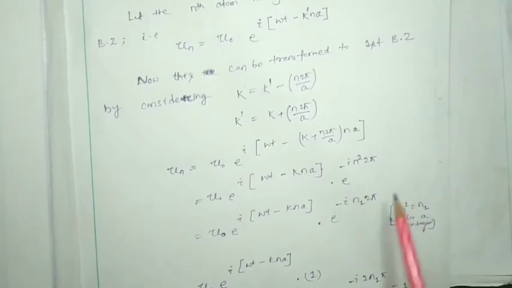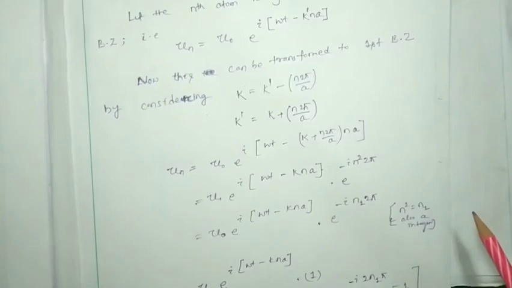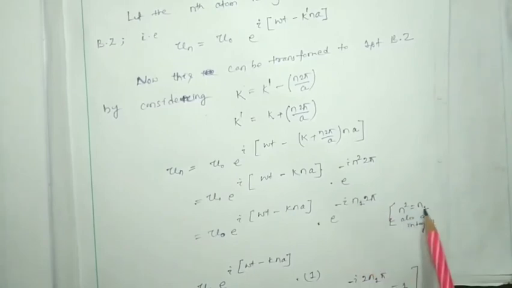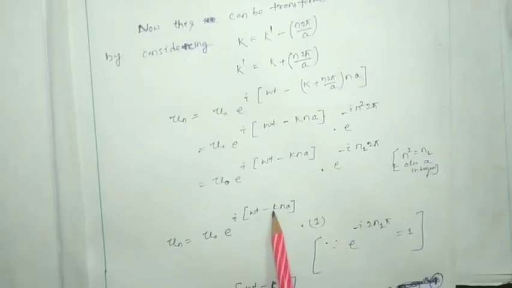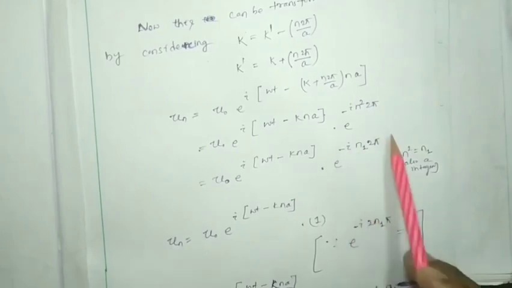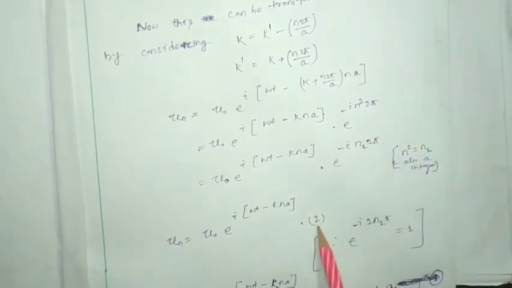square. See, n is an integer and n squared will also be an integer, a positive integer. So n squared will be the positive integer that is represented by n1. n1 is also an integer, here I have written. So u_n equals u0 e to the i(omega t minus k n a) into this value, which will always be 1.